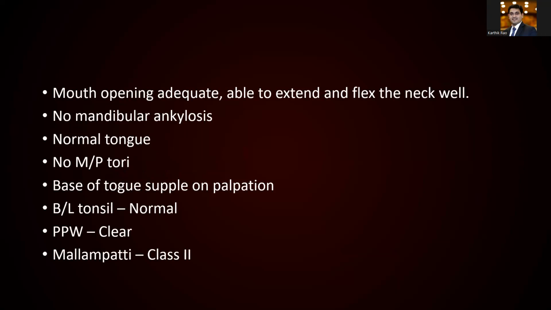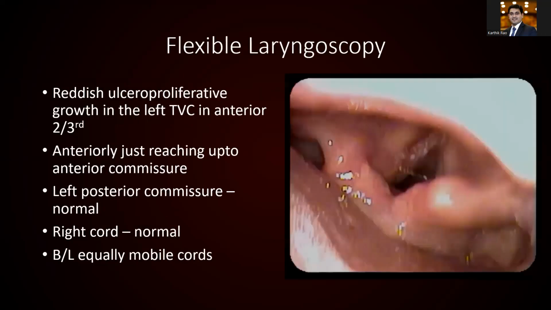He is able to open his mouth well, with no deviation of the mandible. The patient has a normal tongue, and there is no presence of mandibular or palatine tori. Base of tongue is normal and supple on palpation. Bilateral tonsils appear to be normal. Posterior pharyngeal wall is clear. So the patient has a Mallampati class 2, wherein the bilateral tonsils, part of the posterior pharyngeal wall and the uvula are also seen.